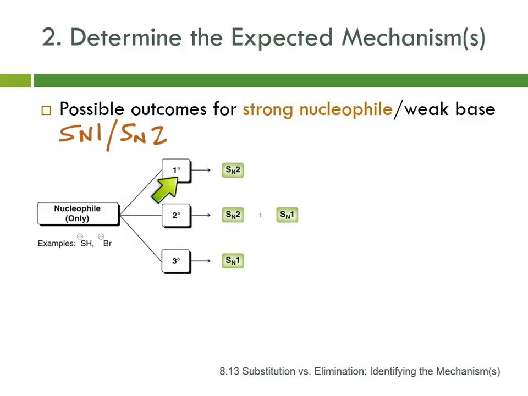Well, if we think about the mechanism, a primary substrate, in order to undergo an SN1 reaction, is going to have to form a carbocation. It's not stable, and so we're only going to get the SN2. The tertiary substrate will form the carbocation just fine, so we can have the SN1 reaction, but because of steric hindrance, we're not going to get the SN2 happening. And so for tertiary, we'll only see the SN1. For the secondary, we'll get a competition between the two.